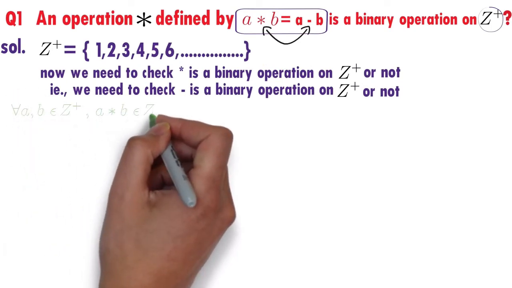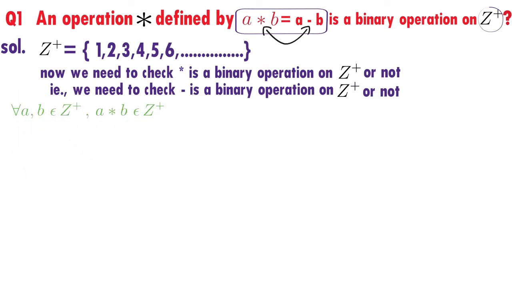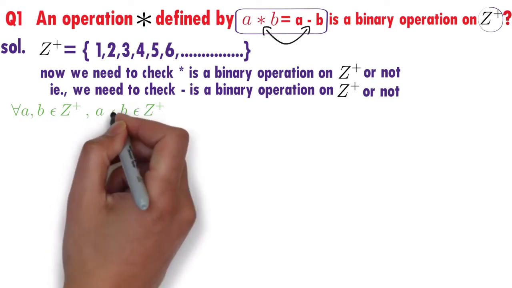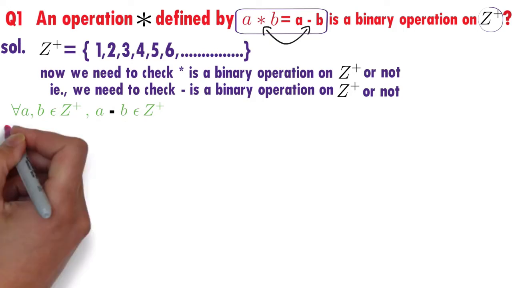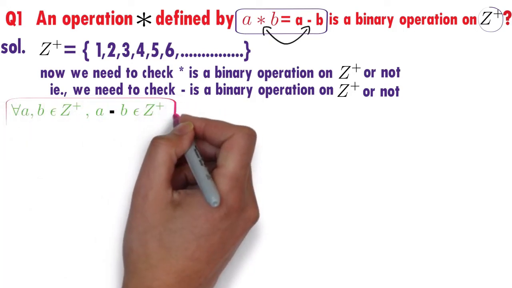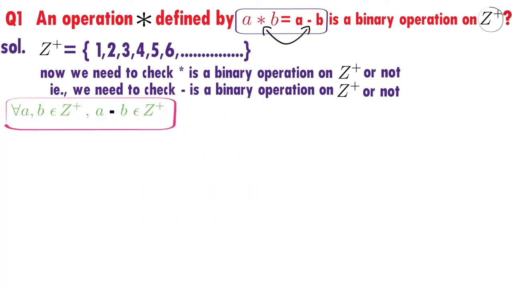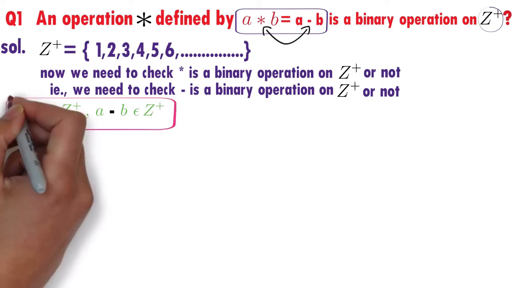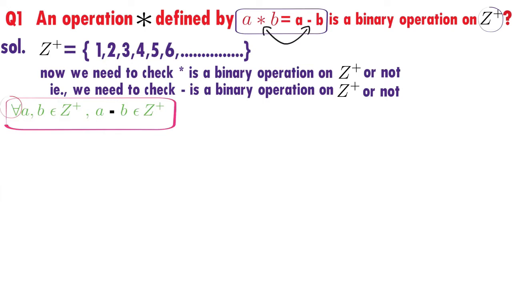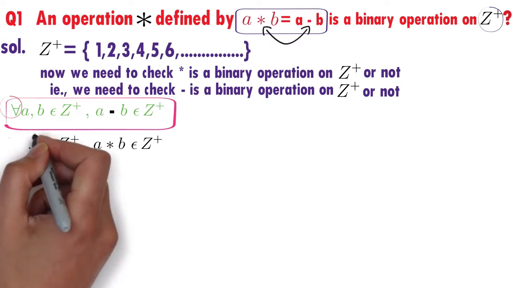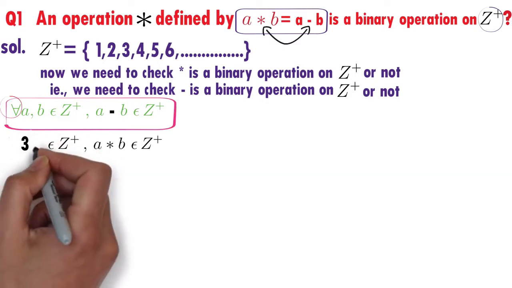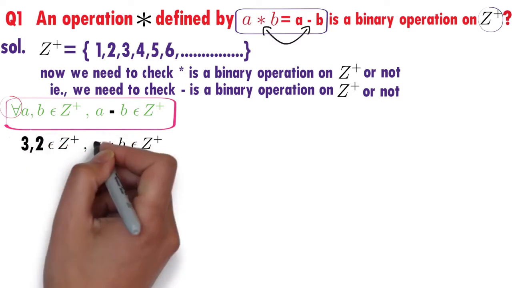For every a comma b belongs to Z plus, a star b belongs to Z plus. What is star here? Star is a subtraction. We need to check this condition to check star is a binary operation on Z plus or not. You need to check this for every two positive integers. For every a comma b belongs to Z plus, a star b belongs to Z plus. Now I will check this with two positive integers. I will take 3 comma 2.